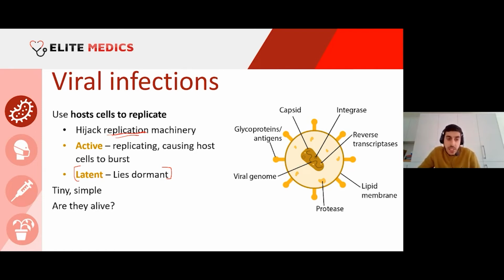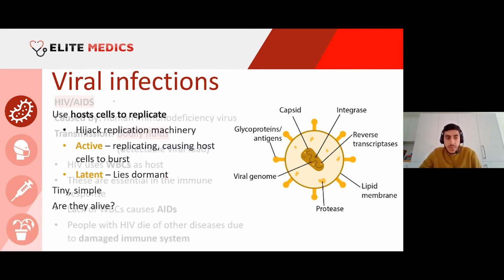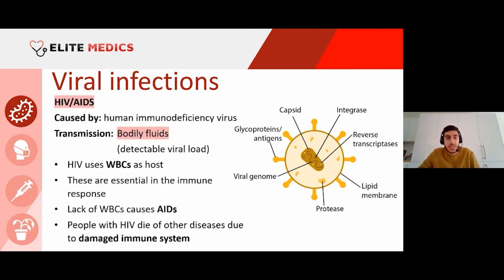But it's important to know that viruses use host cells to replicate, because they don't have the physical ability to replicate themselves. They have to take over cells and use their ability to do that. So like I went through before, HIV is a brilliant example of that.